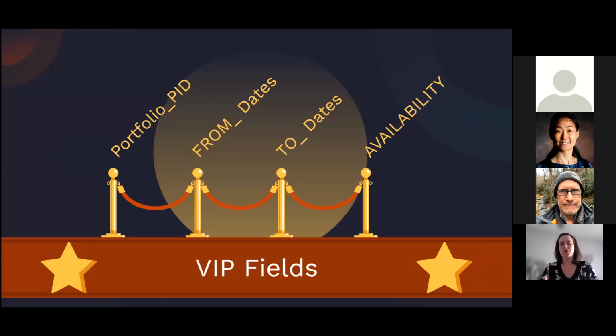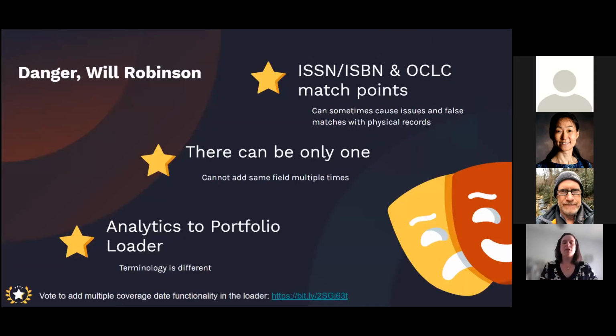And these are the most important fields that I use in the Kanopy workflow. It's the portfolio PID, the from dates and to dates. So it would be from month, from year, from day, and same with the to, and then the availability. A few things to note.